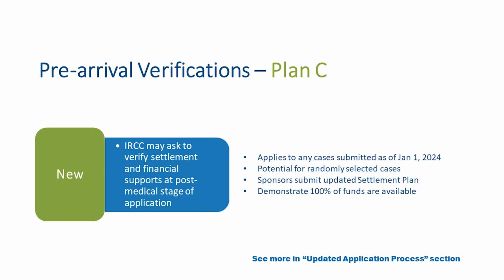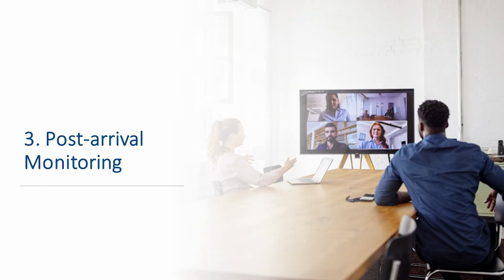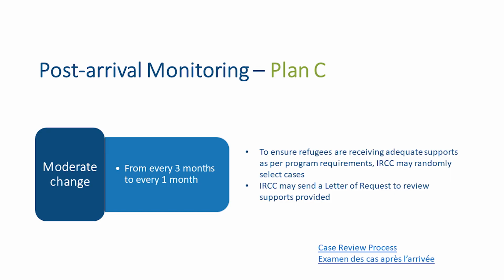The third component of the risk management plans is the post-arrival monitoring component. Now, as I mentioned before, there's a slight change in the frequency of how often your cases may be randomly selected for post-arrival monitoring. So currently, the frequency is every 3 months. That will be changing to every month. So your cases will have the potential for being randomly selected for post-arrival monitoring every month.